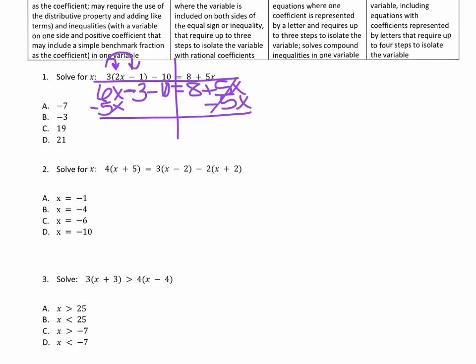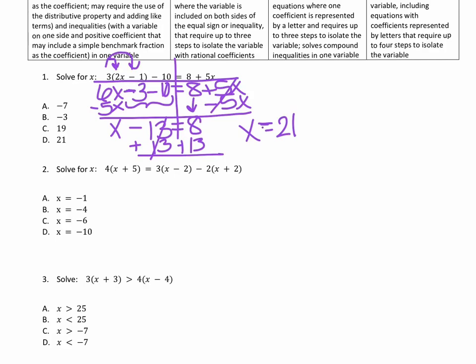So I wind up with 6x minus 5x is just x. Then I notice I have negative 3 minus 10, which is negative 13, equals, and then the 8 comes straight down, and 8. So the nice thing here is all I have left to do is add 13 to both sides, and I wind up with x equals 21. Then I do my check.